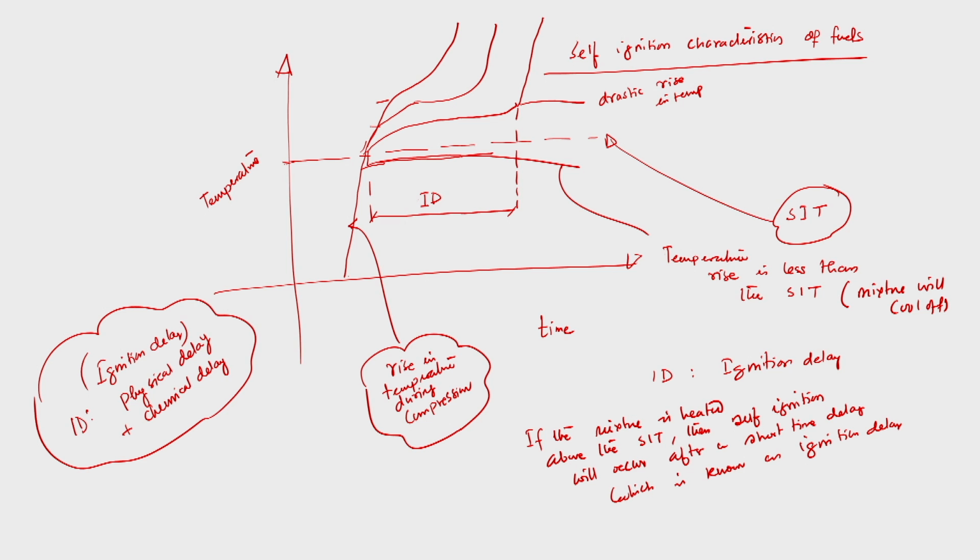So even though we are using the same fuel, we cannot really make the physical delay and the chemical delay zero. But the chemical delay we can reduce by increasing the initial temperature of the mixture. We do not have control over the physical delay, because this is associated with the functioning of the nozzle itself. So what we can do is raise the initial temperature of the mixture to an extent.